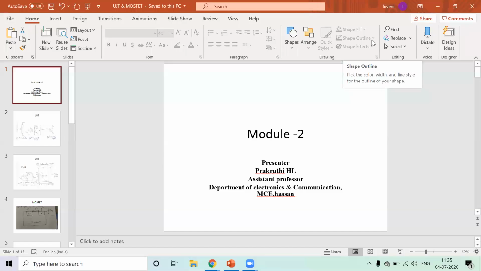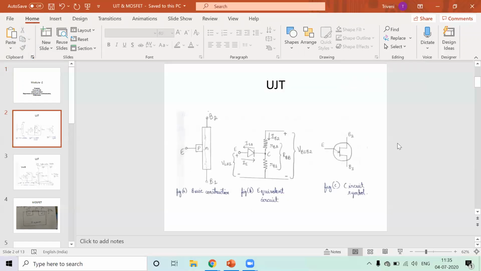Hello everyone. Today I'm going to explain UJT. The UJT is a unijunction transistor. So we'll see the full form of the UJT is a unijunction transistor.